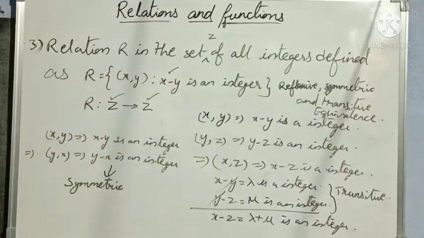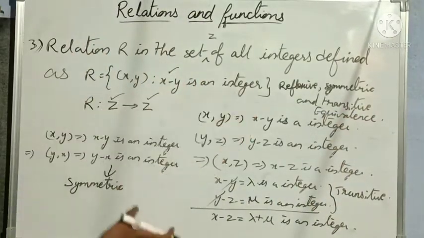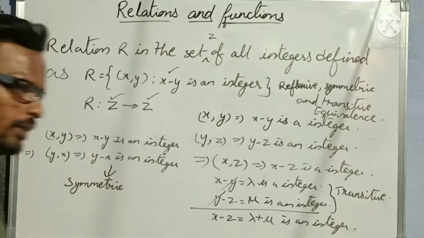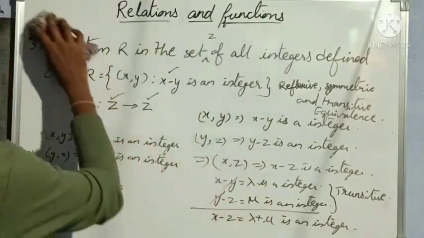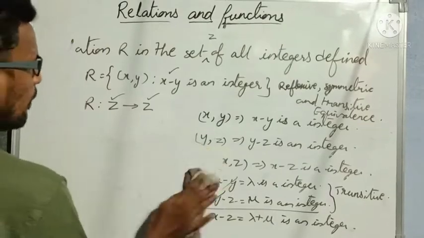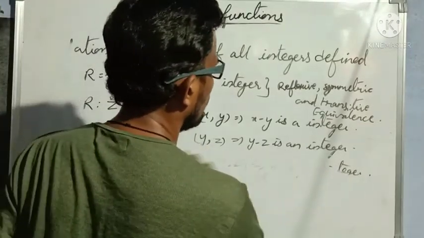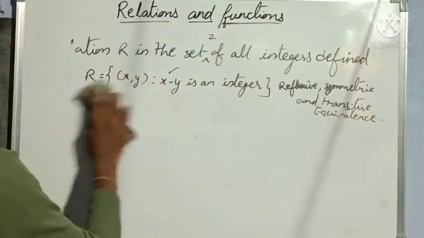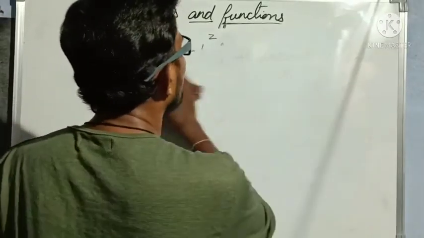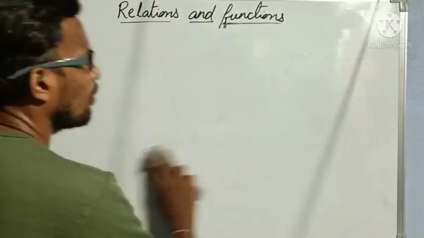Understood? So our third relation is what type of relation? Equivalence relation. Okay? Next question. I hope everybody is understanding every problem. If anywhere you are not understanding, please mention in the comment section after completing the video.